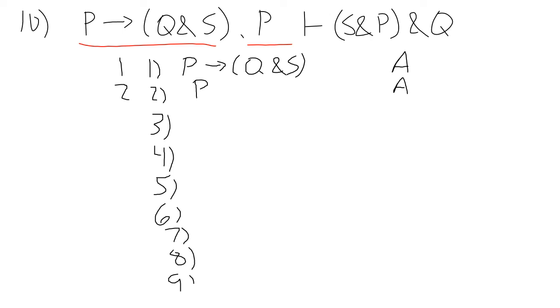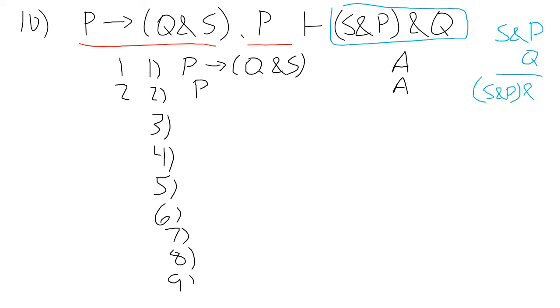Now, what's our conclusion? Our conclusion are all these ampersands together. Of course, I don't see that anywhere in the proof by itself. So what am I looking to do? I'm looking to get to S and P and Q to be able to build S and P and Q.